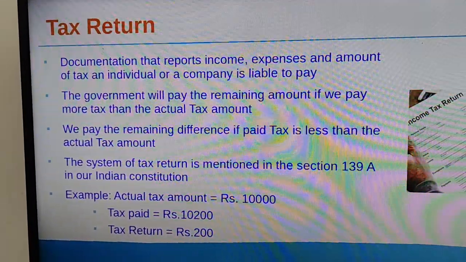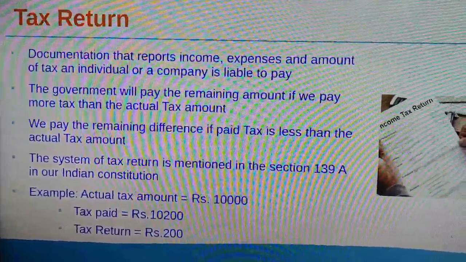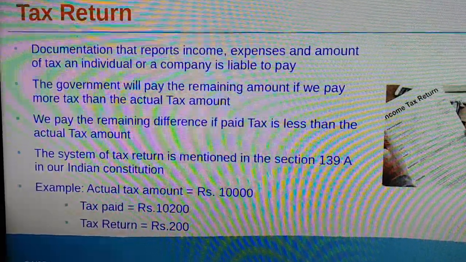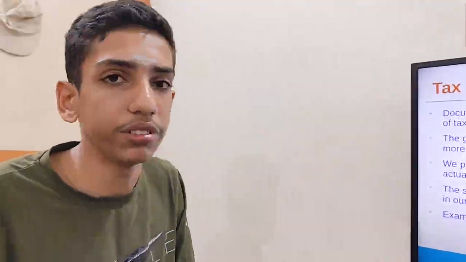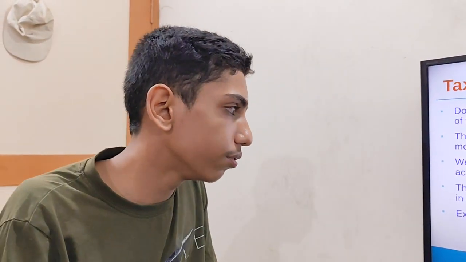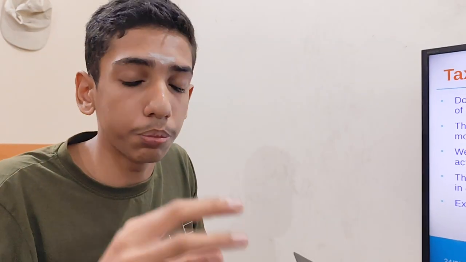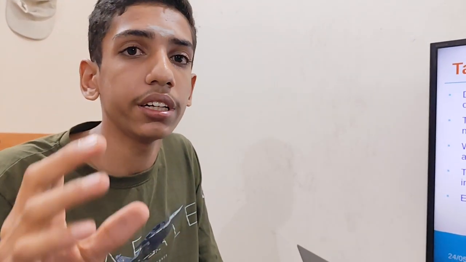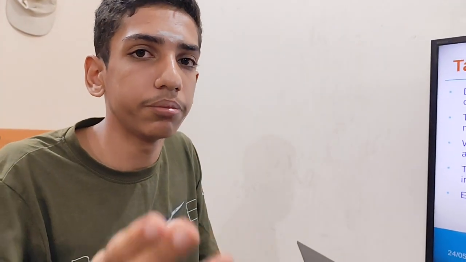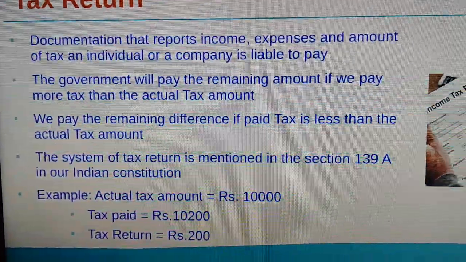The next topic is tax return, which is a documentation. Your tax return is also calculated for 1 year. This is the same as what we saw in the previous one: if you pay more than the actual tax amount, then the government will repay the difference, right? So the government is returning our money. This is called tax return, where we will see one example.